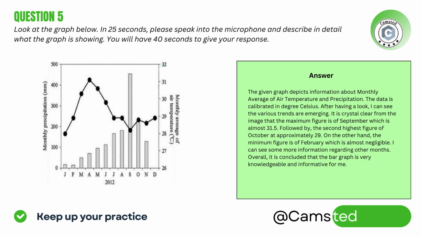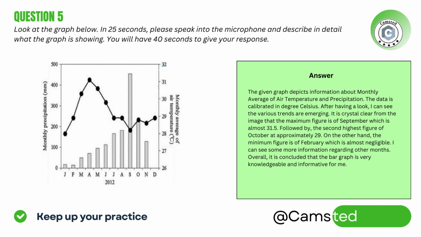The given graph depicts information about monthly average of air temperature and precipitation. The data is calibrated in degrees Celsius. After having a look, I can see the various trends are emerging. It is crystal clear from the image that the maximum figure is of September, which is almost 31.5.